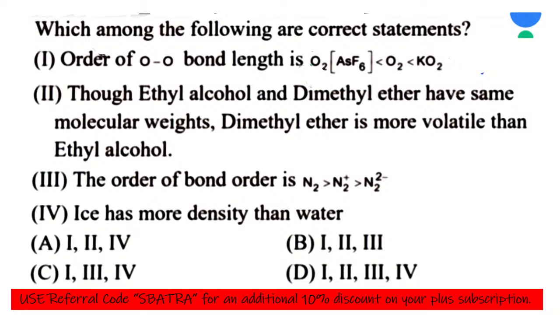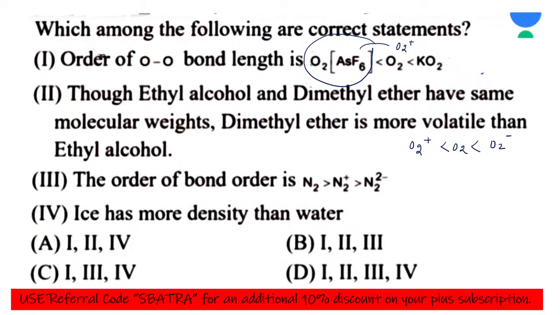So let's start solving this question. The question is, which among the following are correct statements? You need to identify the correct statement. Option A is: the order of oxygen bond length is in this order. Can I say oxygen is present in O2 positive form? So basically they are asking this order: O2 positive, O2 and O2 negative. So we need to find out the correct order of bond length.